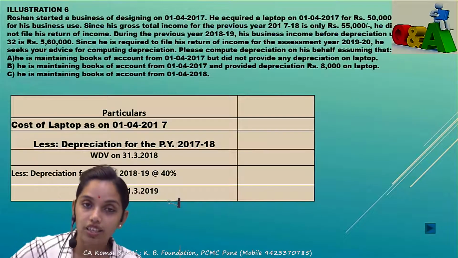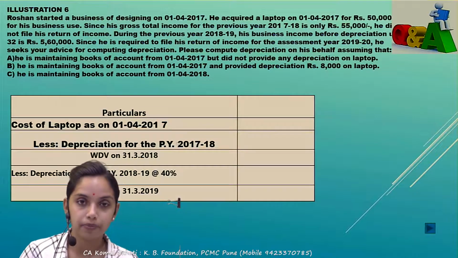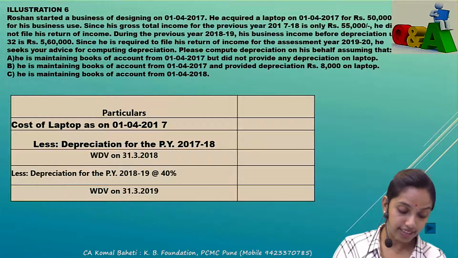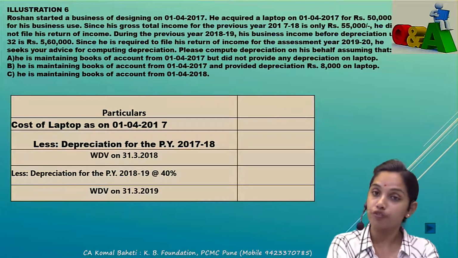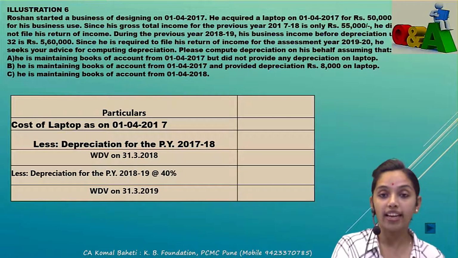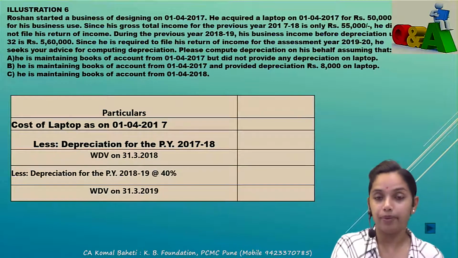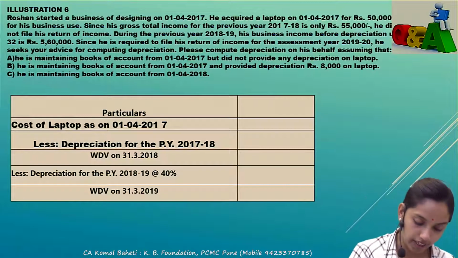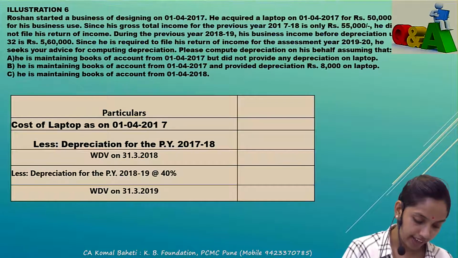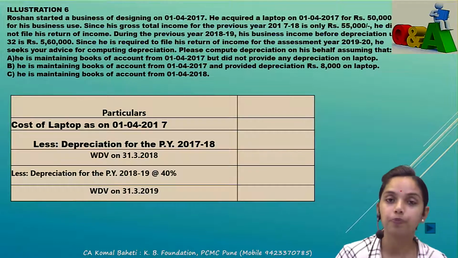Illustration 6. What does this talk about? Roshan started a business of designing on the 1st of April 2017. Okay. Then later on what had happened? He had acquired a laptop on the same date for 50,000. Okay. He had started his business on the same date. He had taken out the laptop.